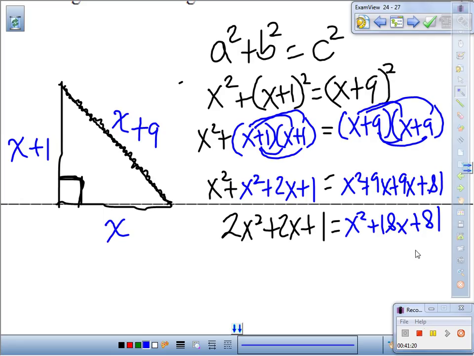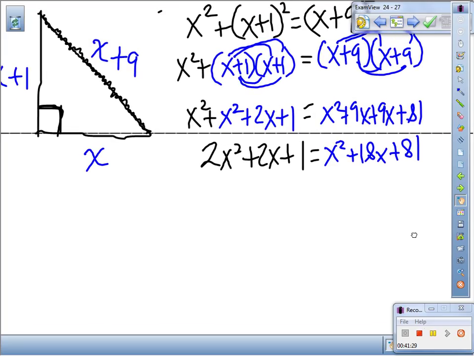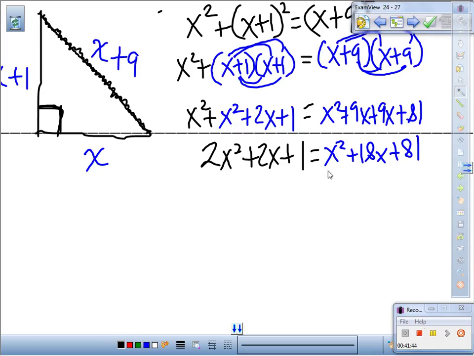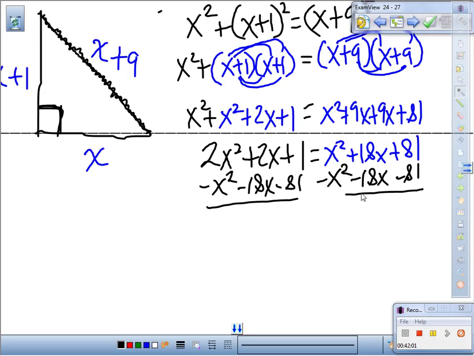All right, now we need to solve this equation. Since we can't simplify any more of the sides, we need to get all terms to one side. Where do I start? Fatima, which is the smallest x squared? This one or the 2x squared? The x squared, so that means I subtract x squared to this side and to this side. And since I already started on this side getting rid of stuff, I'll get rid of the others. Negative 18x and negative 81. All these cancel and we're left with 0.